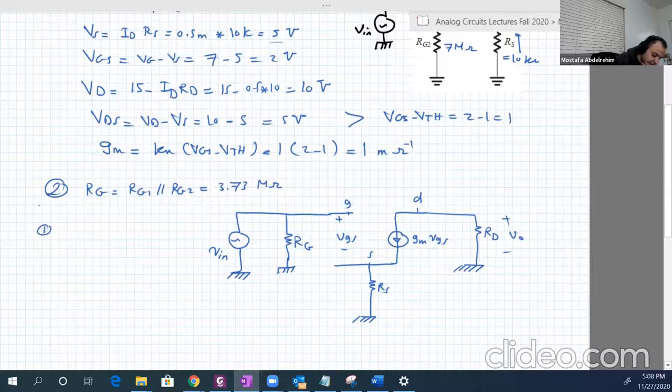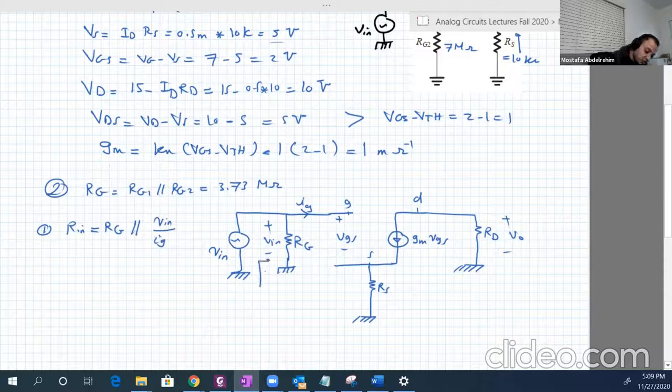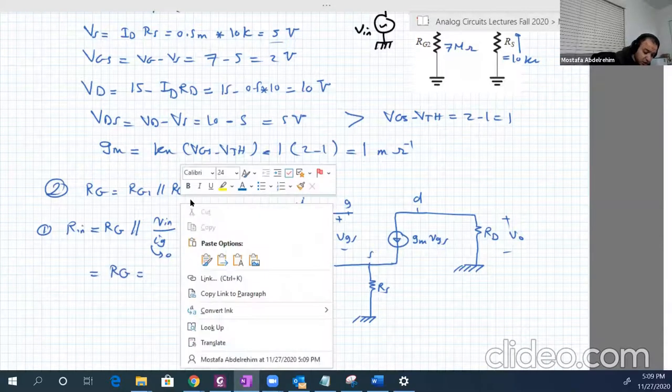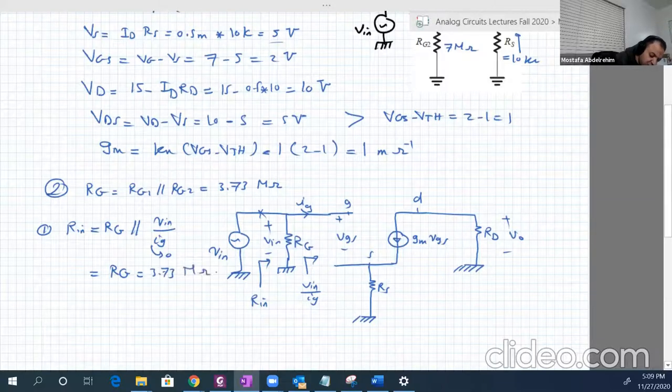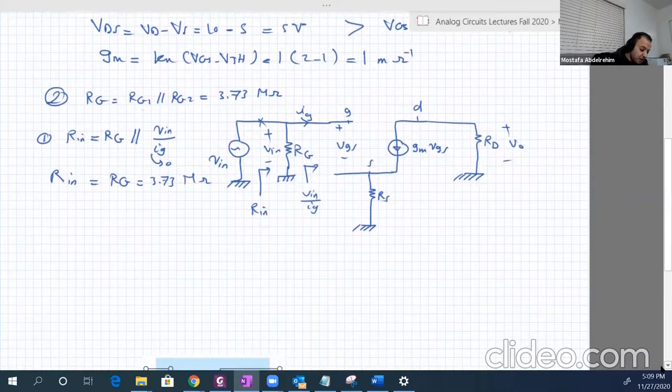Okay, number one, find R input. R input is equal to RG. So here is V input. Here is I input, or let's call it IG. V input over IG. So basically our input is from this point and the ground. So it's equal to RG in parallel with the resistance here, which is V input over IG. IG is zero. Anything divided by zero is infinity. So RG parallel infinity is just equal to RG, and RG is RG1 parallel RG2, which is 3.73 mega ohm. Very big input. Very big R input. As I said, MOSFETs usually have very big input resistances, which is good.